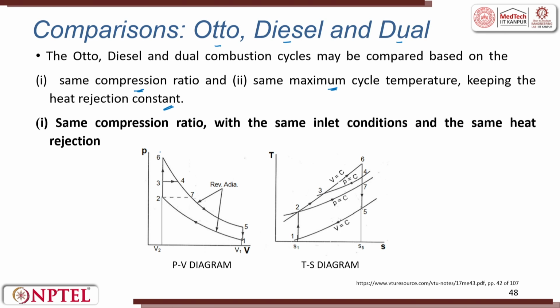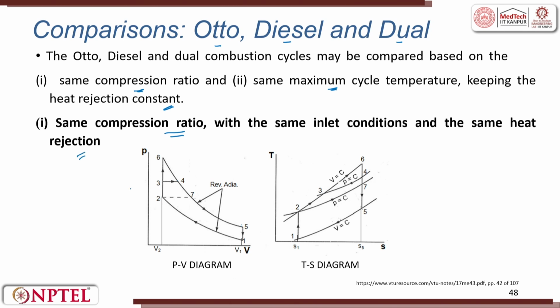So, you can see here the PV diagram. It is 1 to 2, 2 to 3, 3 to 4, 4 to 5 and 5 to 1. The other one is 1 to 2, 2 to 6, 6 to 5, 5 to 1. The last one is 1 to 2, 2 to 7, 7 to 5, 5 to 1. So, this is for the same compression ratio with the same inlet condition and the same heat rejection.